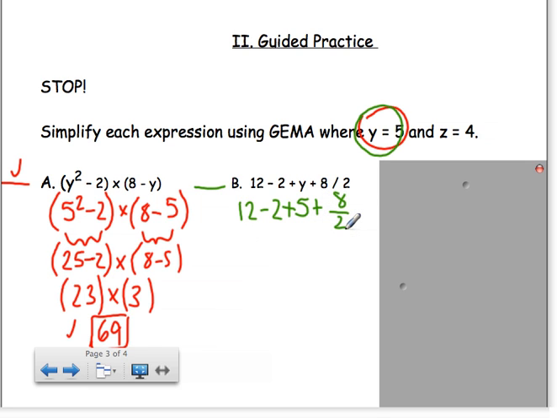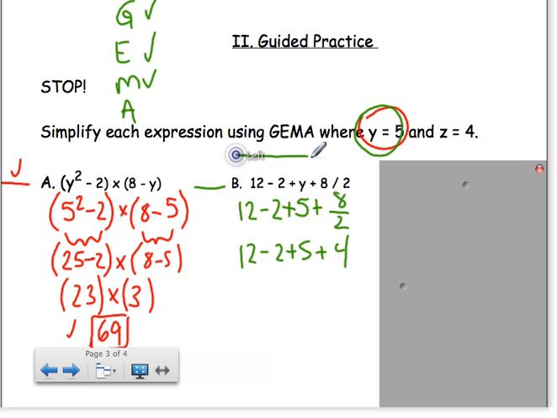There's no grouping symbols. I'll write it up here just to remind myself. So already done with that. There's no exponents. You're already done with that. I do see division, although I don't see multiplication. So the division is 8 divided by 2. So the very first thing you'll do is 12 minus 2 plus 5 plus 8 divided by 2. That's 4. And now you finish the multiplication division step. The last is addition and subtraction.